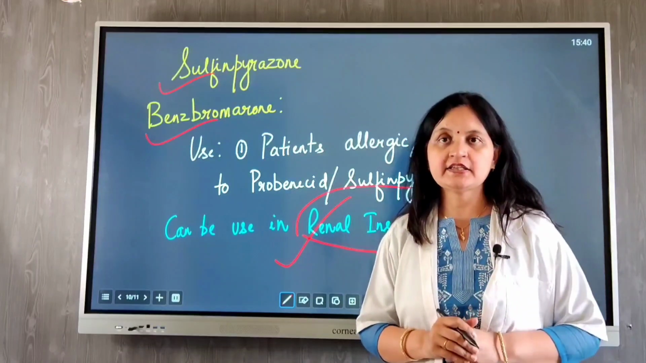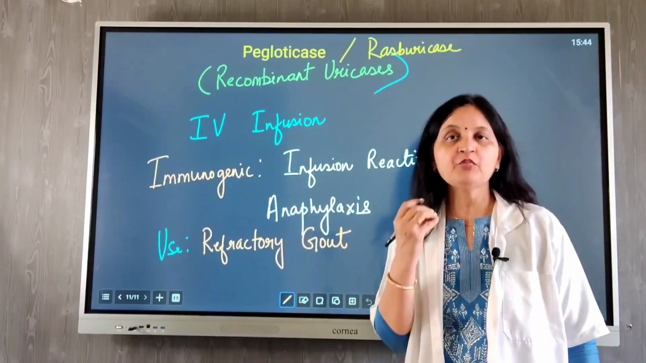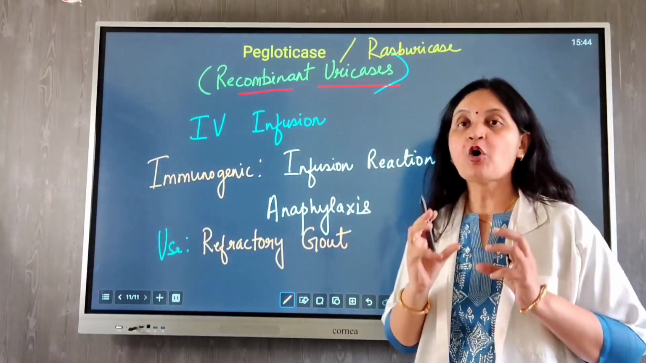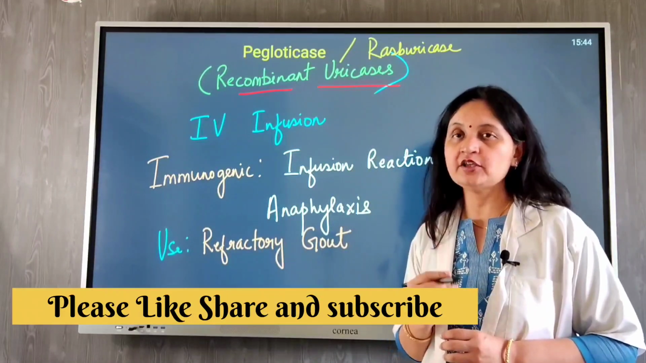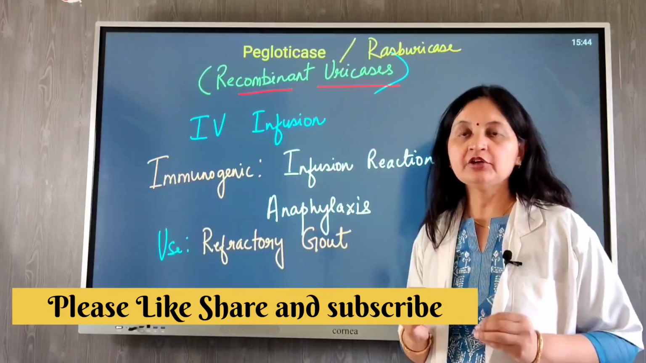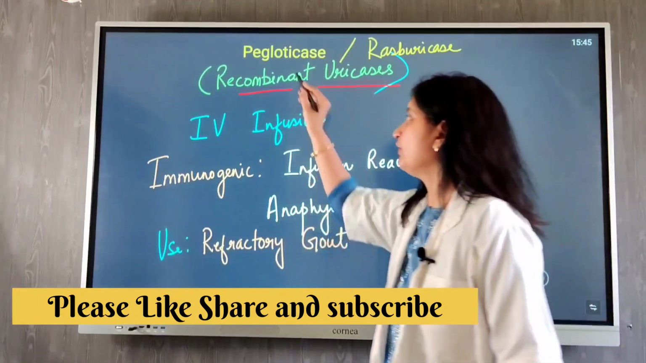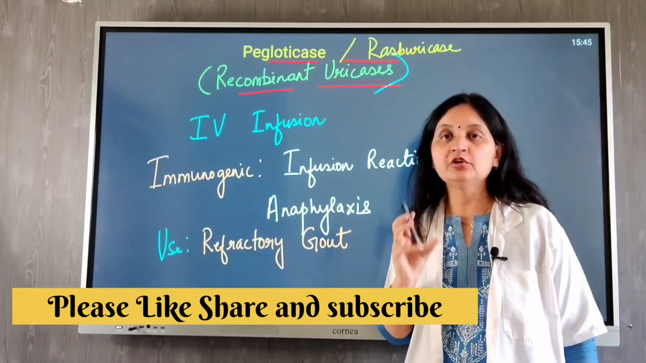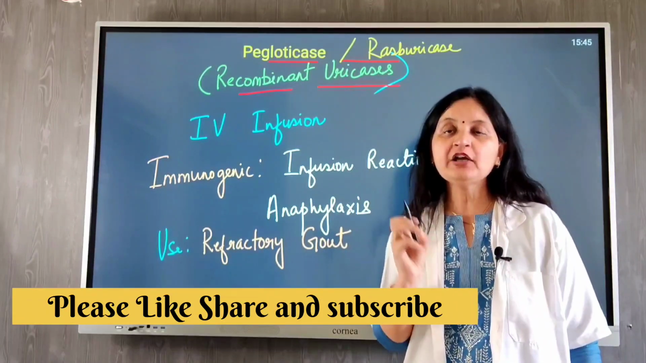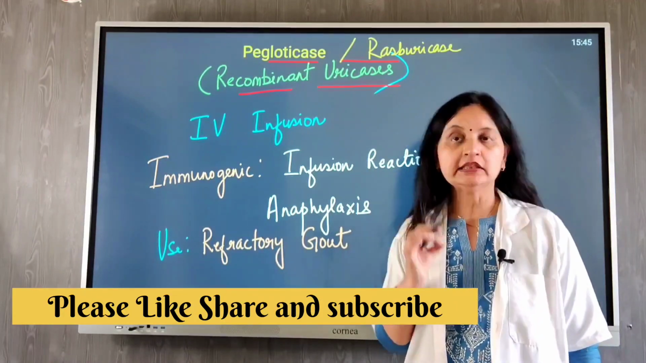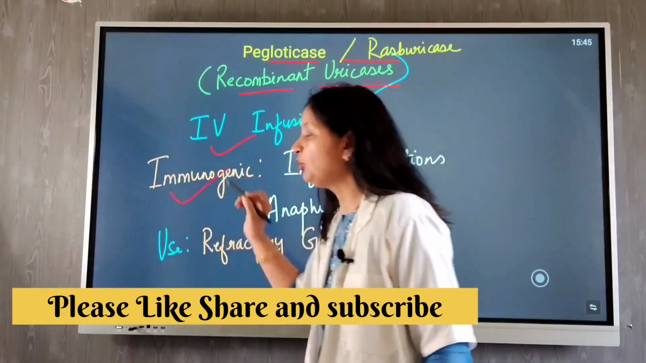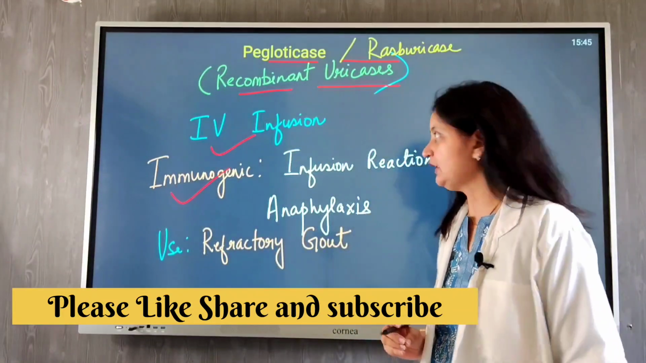Lastly, we move on to a new class of drugs known as recombinant uricases that oxidize uric acid and decrease the uric acid levels. This includes pegloticase and rasburicase. So pegloticase and rasburicase are grouped under recombinant uricases. These drugs are administered by IV infusion. They are immunogenic, they increase the formation of antibodies.